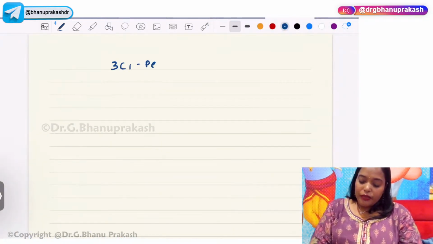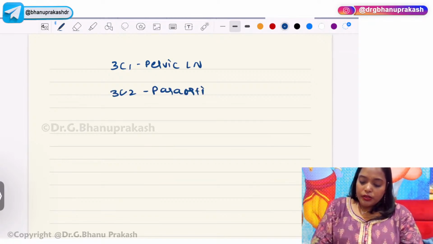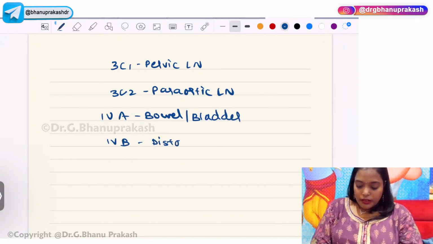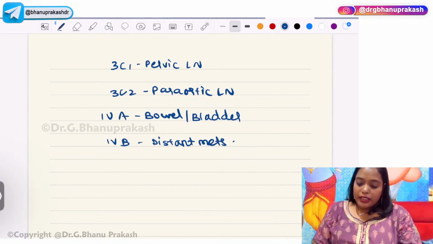You also have 3C1 and 3C2. 3C1 is pelvic lymph nodes. 3C2 is para-aortic lymph nodes. 4A, bowel and bladder. 4B, distant metastasis.